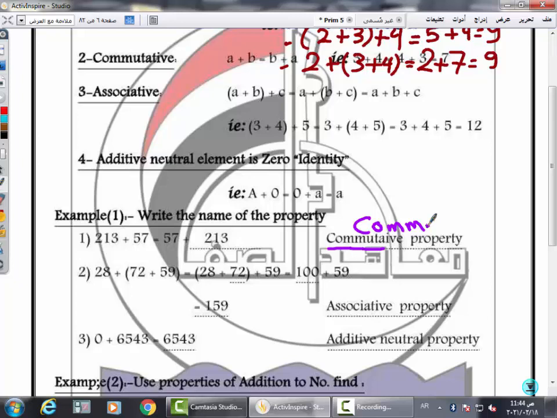The second example, 28 plus open bracket 72 plus 59 close bracket equals open bracket 28 plus 72 close the bracket plus 59. To make addition, we can take the second with the third, or the first with the second. It's called associative.